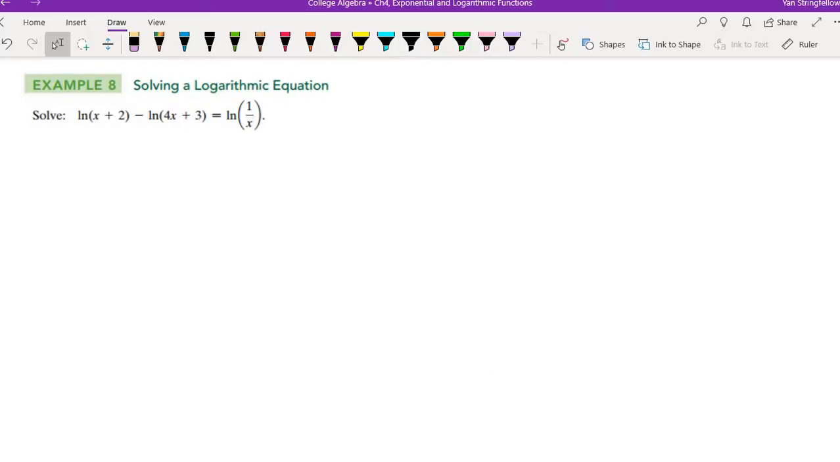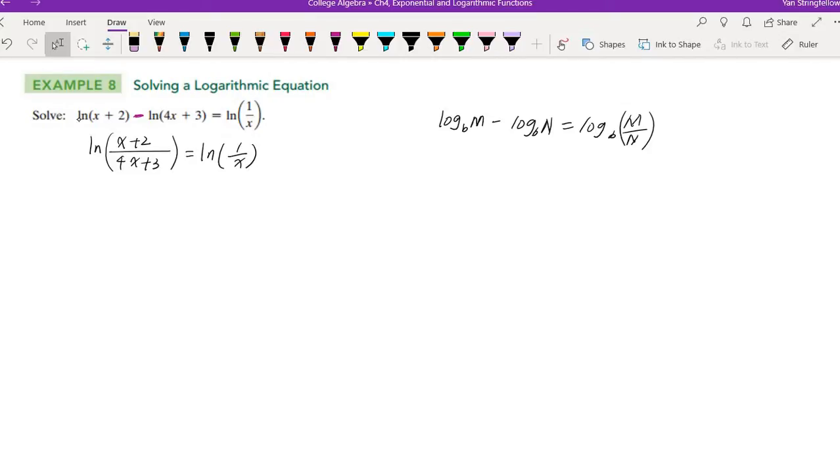Example 8 is solving a logarithm equation. So we have another one here. Now we're dealing with natural log. Here we have a subtraction, and we have learned that if we have a subtraction, we use the quotient rule. So now we're going to turn this into a natural log. Our m in this case is just x plus 2 over 4x plus 3. And then on the right hand side, we have natural log of 1 over x.